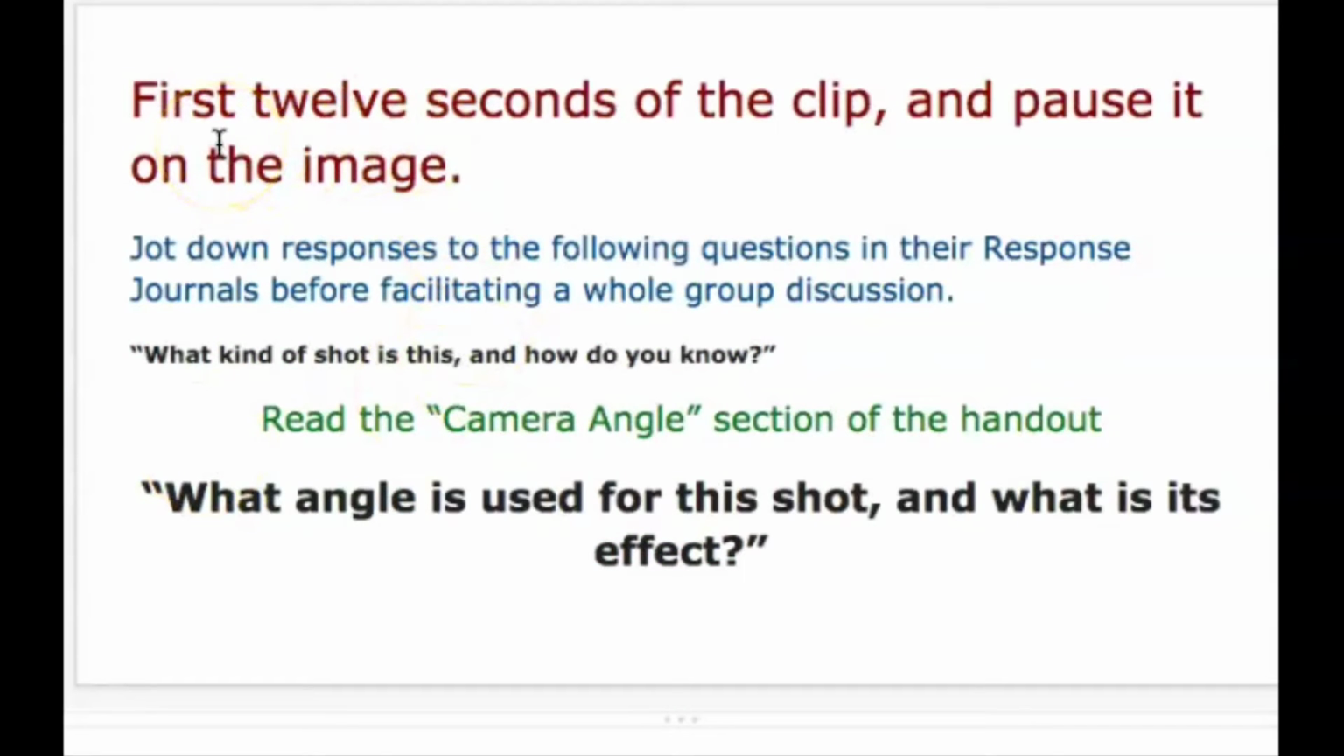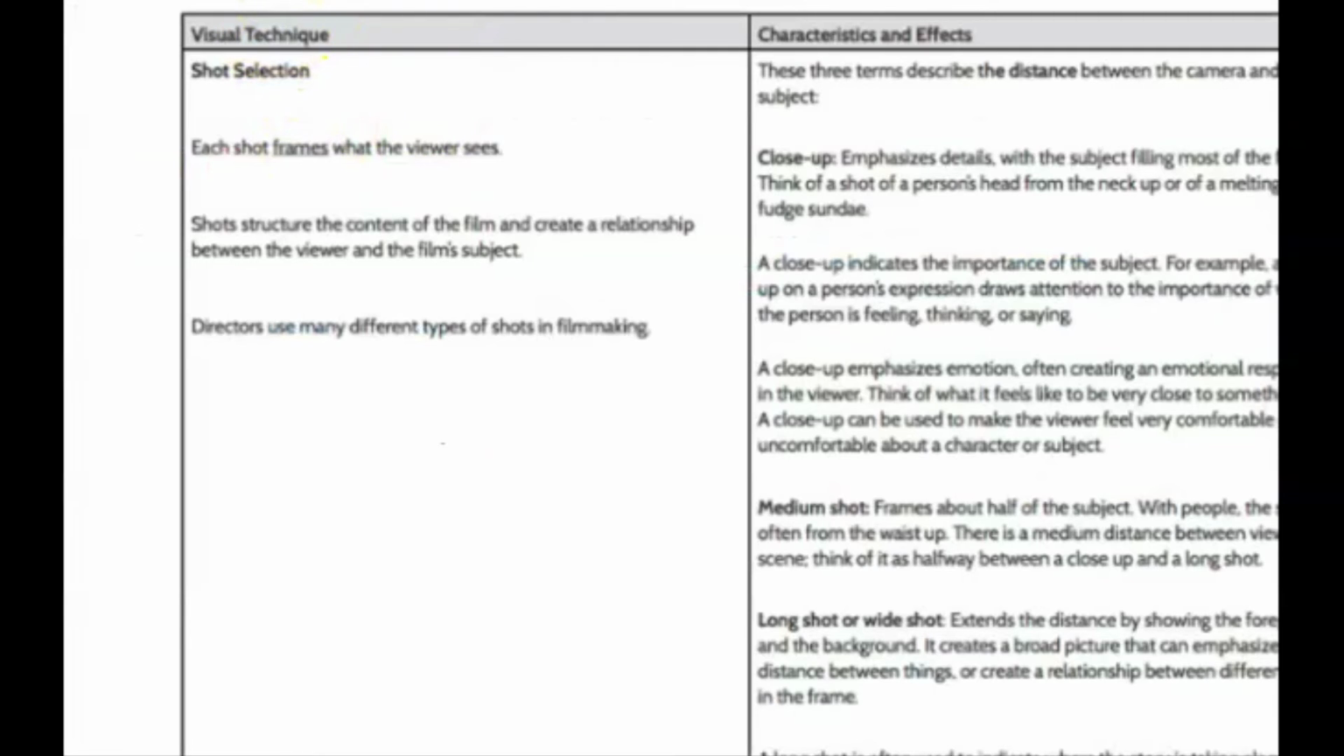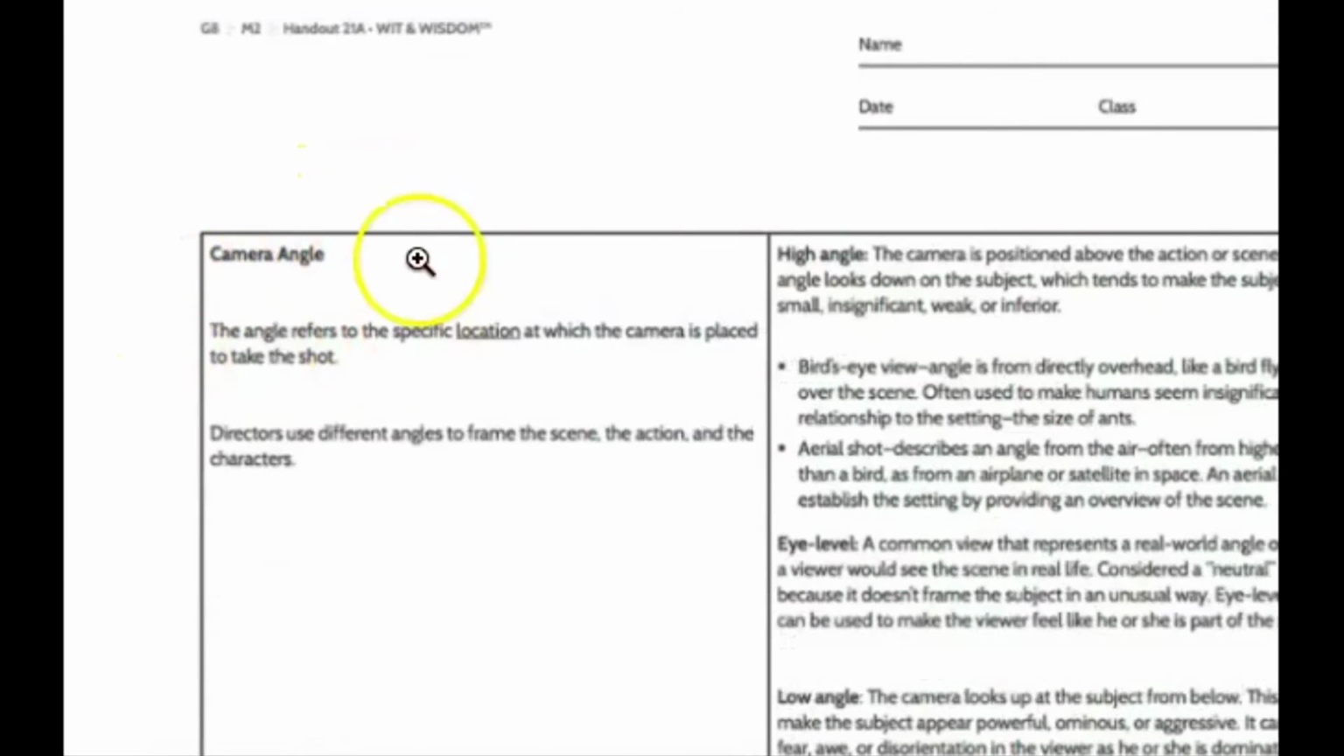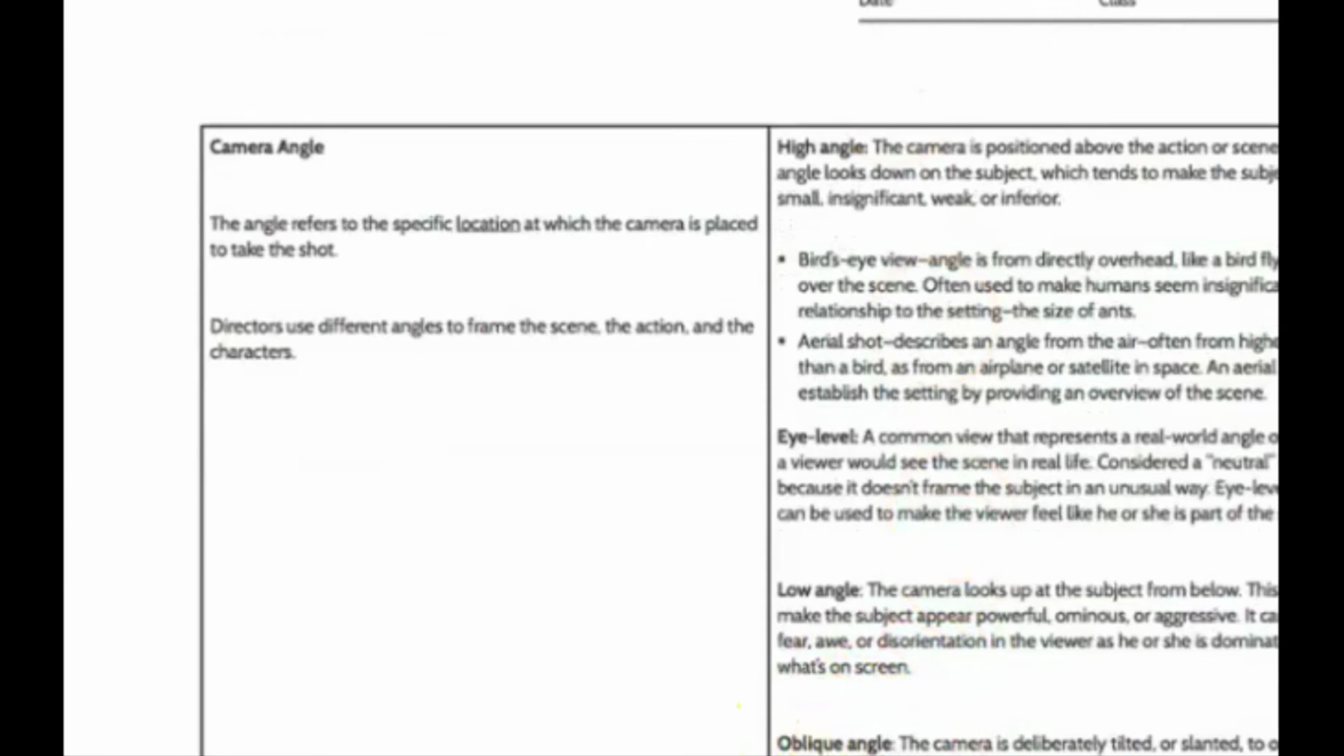What I would do is watch the first 12 seconds of the clip and pause it, and then jot down what's happening. What kind of shot is this, and how do you know? Read the camera angle section of our visual techniques. Here you'll have camera angle. This will help you show what it is that you're looking at. Are you looking at a high angle, an eye level, a low angle, or an oblique angle, and exactly what is happening? So you would pick the angle and then give a brief description of what's happening in that angle.